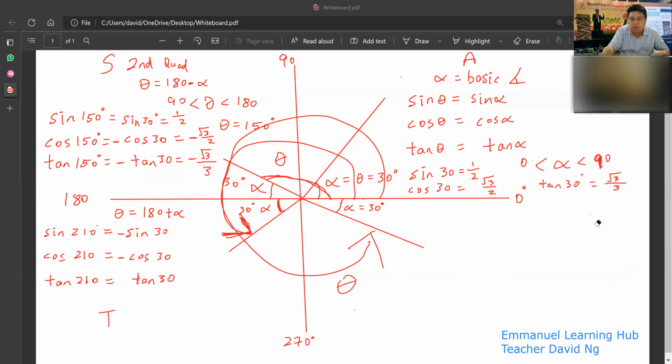Okay, can you remember the definition for alpha? So this quadrant is known as the fourth quadrant. ASTC, add sugar to coffee. Coffee stands for cosine function. So you have sine, cosine, tangent. Your theta is 330, self-explanatory. You have this 30 degree, so theta is 330.